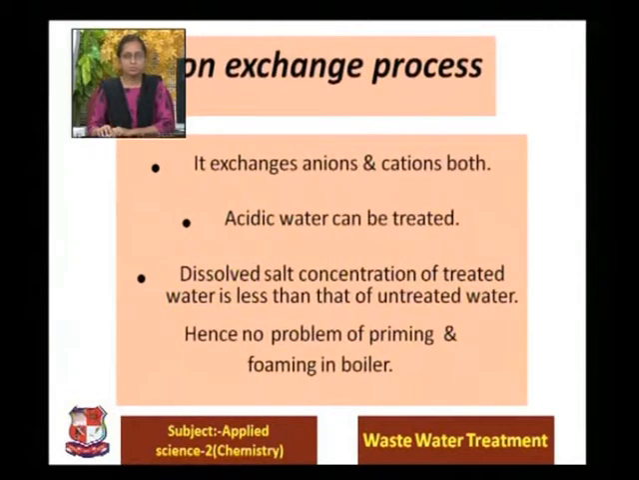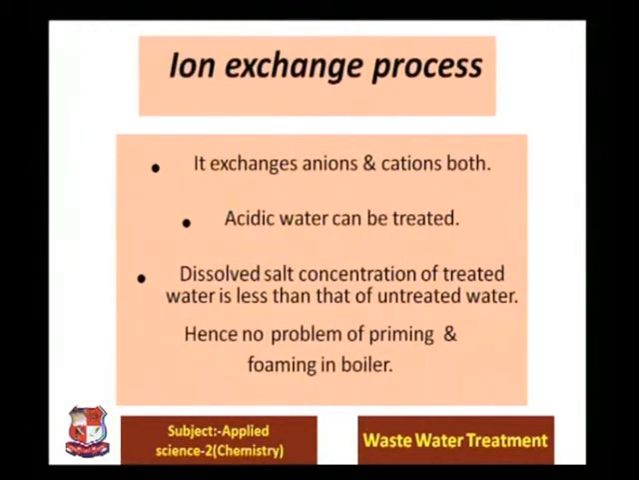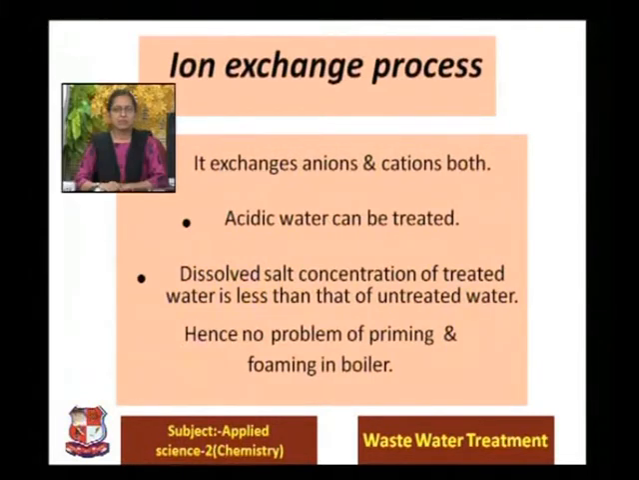Second thing is about the ion exchange process. Similarly, you can put the comparison of both processes. If you see clearly here, the ion exchange process exchanges both anions and cations. Here acidic water can be treated. In case of permutit, acidic water cannot be treated, but for the ion exchange process acidic water can be treated. Similarly, the dissolved salt concentration of treated water is less than that of untreated water, so no problem of priming and foaming in the boiler arises.